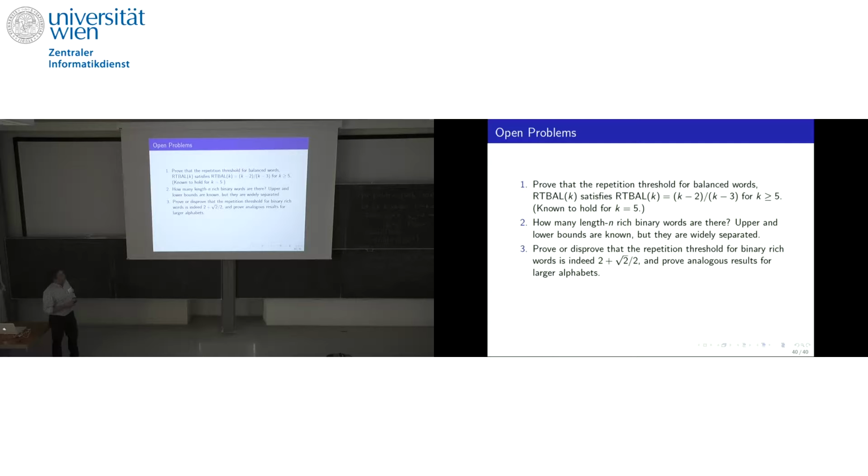And then finally, prove that this repetition threshold for binary rich words is indeed what we claimed it was, 2 plus root 2 over 2, and then figure out what the analogous results for larger alphabets should be. And we don't even know what the right conjecture is.